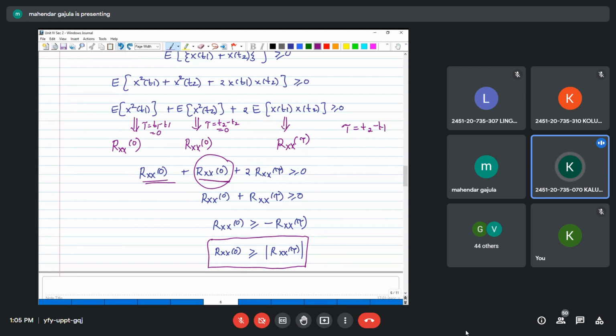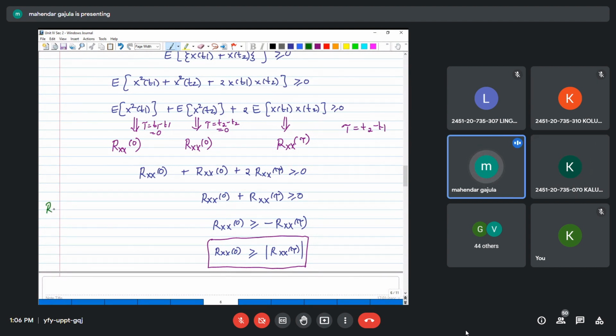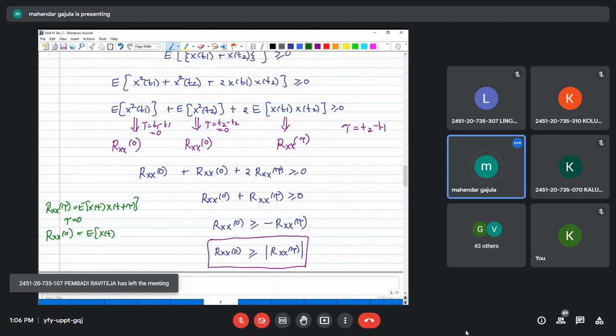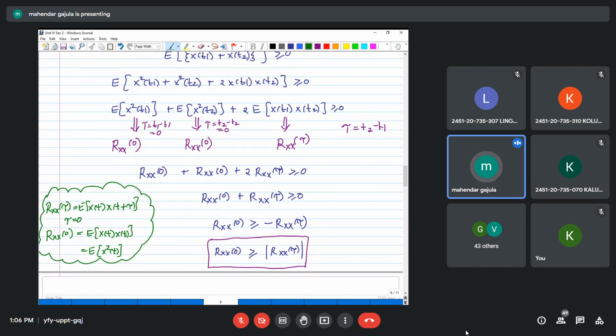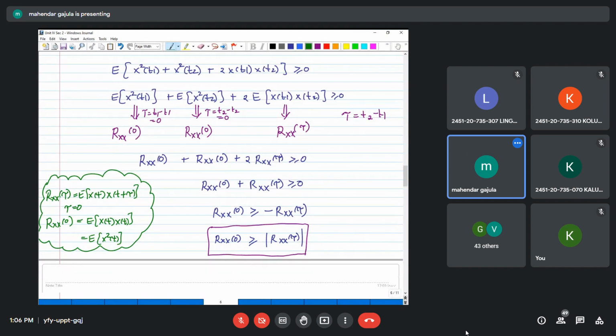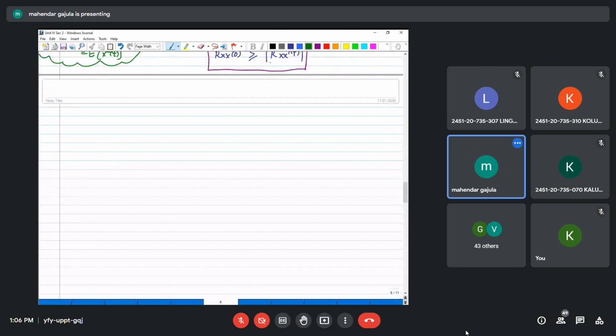అంటే టౌ 0 అని సబ్స్టిట్యూట్ చేస్తే ఎక్స్పెక్టేషన్ ఆఫ్ ఎక్స్ స్క్వేర్ ఆఫ్ టీ అని వస్తుంది. అంతే కదా? Let me write here. What is the formula of R double x tau? Expectation of xt x t plus tau. Tau equal to 0. R double x 0 is equals to expectation of xt and xt. Xt and xt is what? X square t only, right? It may be x square t1 or x square t2 or x square t3. So whatever it is, the ACF at tau equal to 0. Anyway, I will share these notes to you after the class.